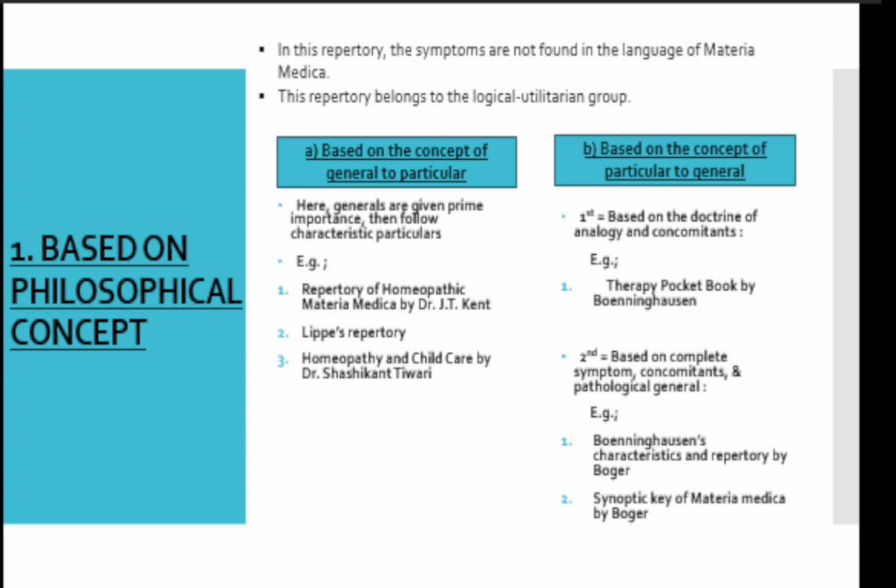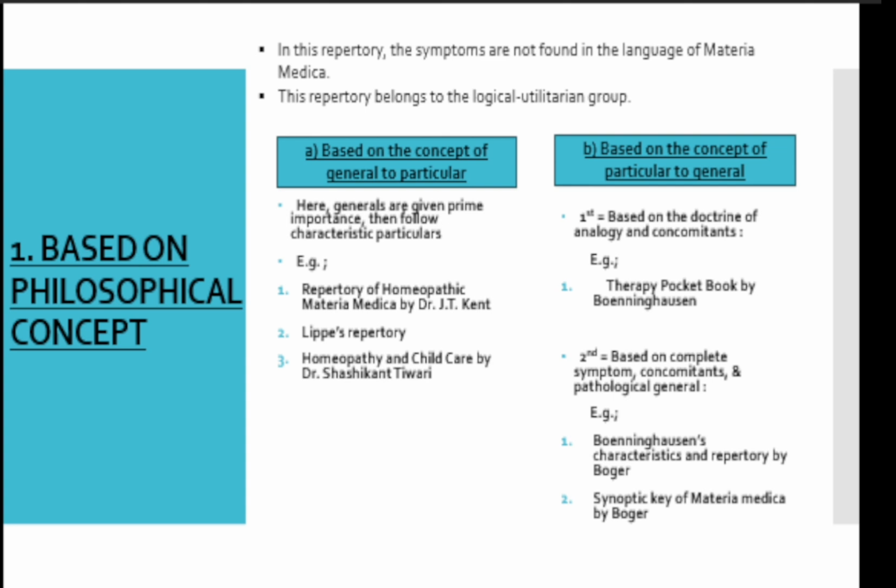based on philosophical concept. These repertories are based on a particular philosophy or idea. So this repertory belongs to the logical utilitarian group. They are divided into two types. First is general to particular. Here we start from general symptoms and then go to the specific ones. For example, Kent's repertory, Lippe's repertory, Tiwari's homeopathy and childcare. These repertories give importance to general symptom first.